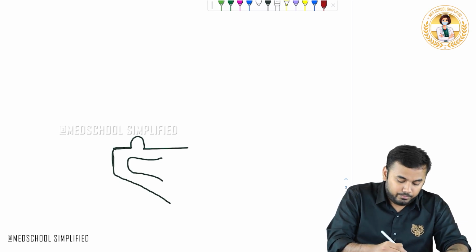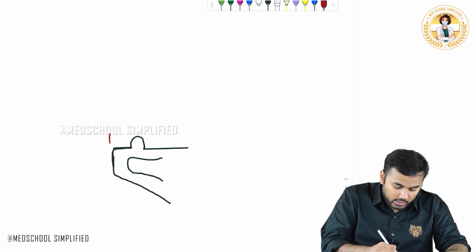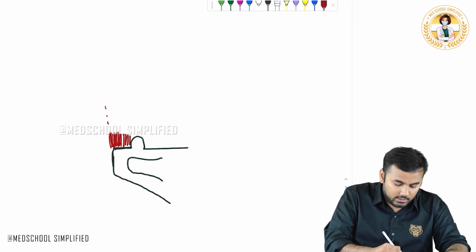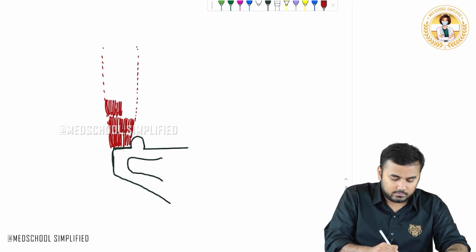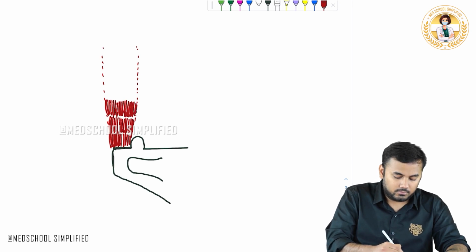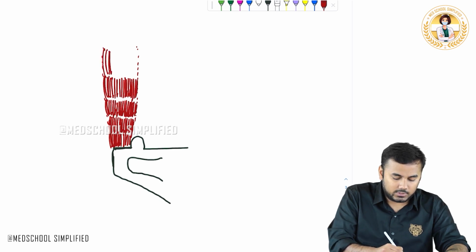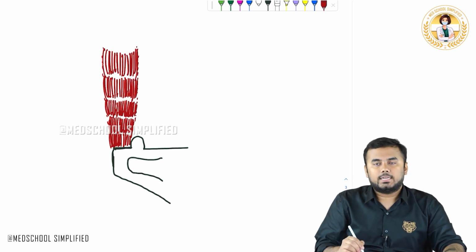Now all of you look here. Here you have got a muscle like this. Now this muscle, which is present all the way here attached to the pubic crest, this is called your which muscle? This muscle is called your rectus abdominis. So this muscle over here is called your rectus abdominis muscle.